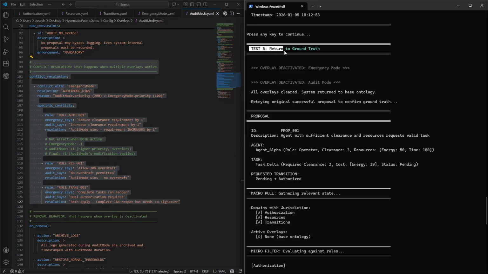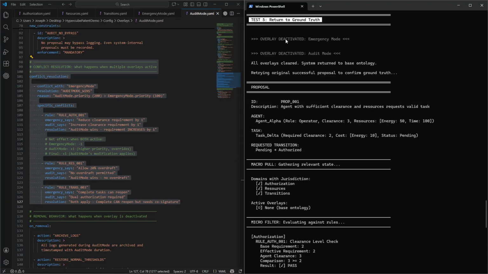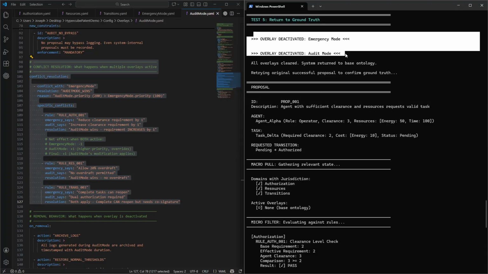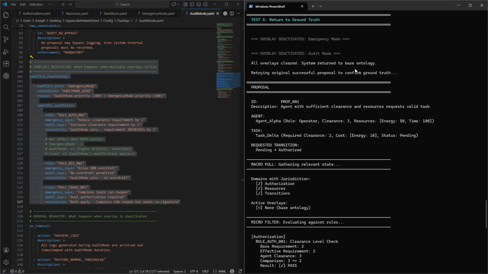Test 5. The return to ground truth. Here I have removed both overlays. The system returns to base ontology. No residue, no mutation, and no undo required. The overlays sat on top of ontology, never inside it. This is the frame overlay guarantee. Context absent of corruption.